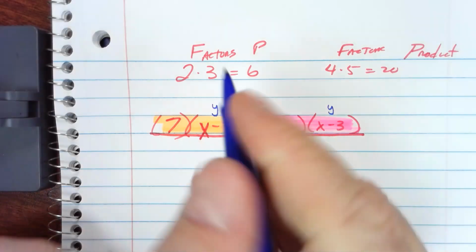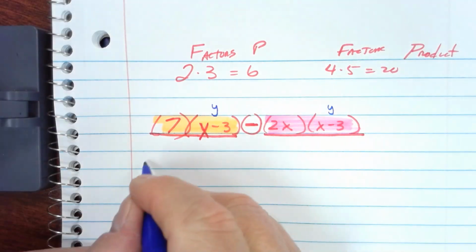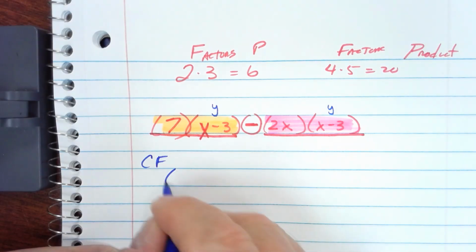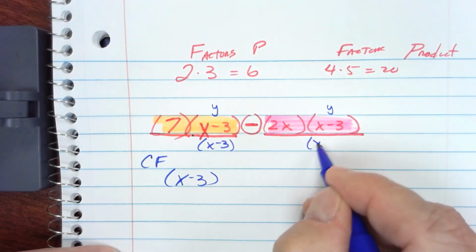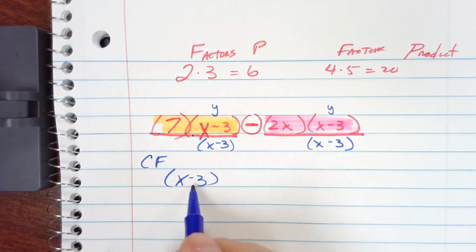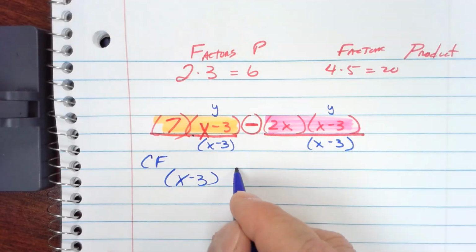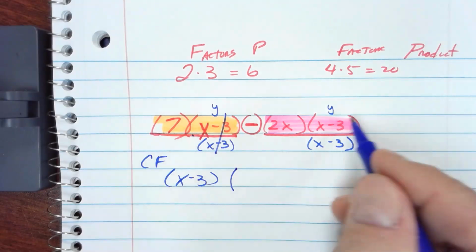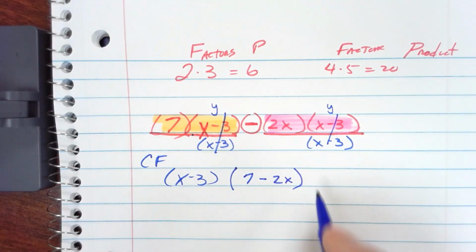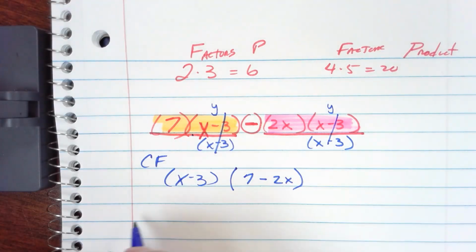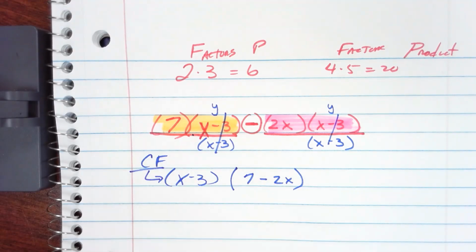And my point is, if we're trying to find common factors, the x minus 3 is a factor in both. Yeah, it looks different. That's okay. Once that cancels, I'm left with 7 minus 2x. Does that make sense? Let's do another one.